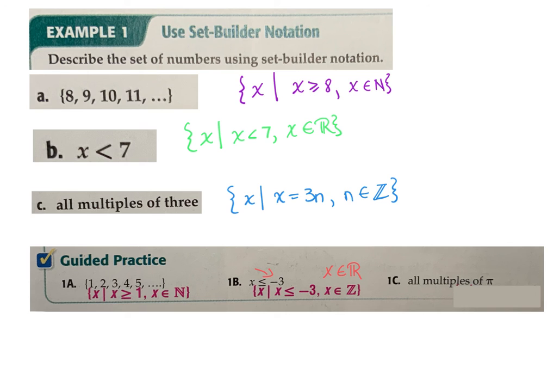All multiples of pi, this is going to look just like 3. x such that x equals pi times n, and n is an element of your integers. Why did they have an I there? That's irrational. That should be a Z. I disagree with the book here too. Pi times n is going to be an irrational number, but your n is not an irrational number. That is going to be in your integer set.